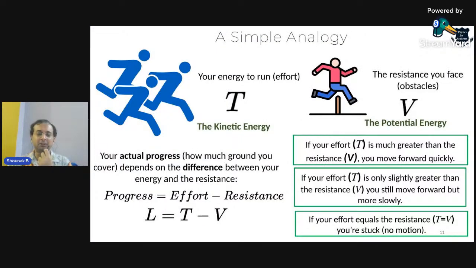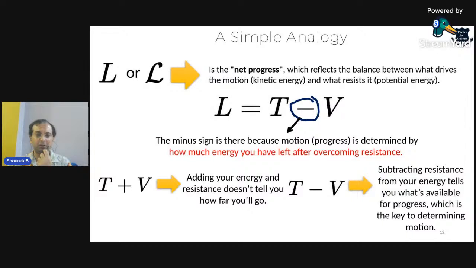Now from here we can quickly move on to the next part of our understanding: this L equals T minus V, what it actually shows is the minus sign. Subtracting resistance from energy tells what is the available progress. So this part, I hope it is clear for those who are watching the video: what a Lagrangian is, why we use the minus sign, and how this minus sign subtracts your resistance from your energy and tells how much you are progressing. And this progress is actually determined by what are called the equations of motion.